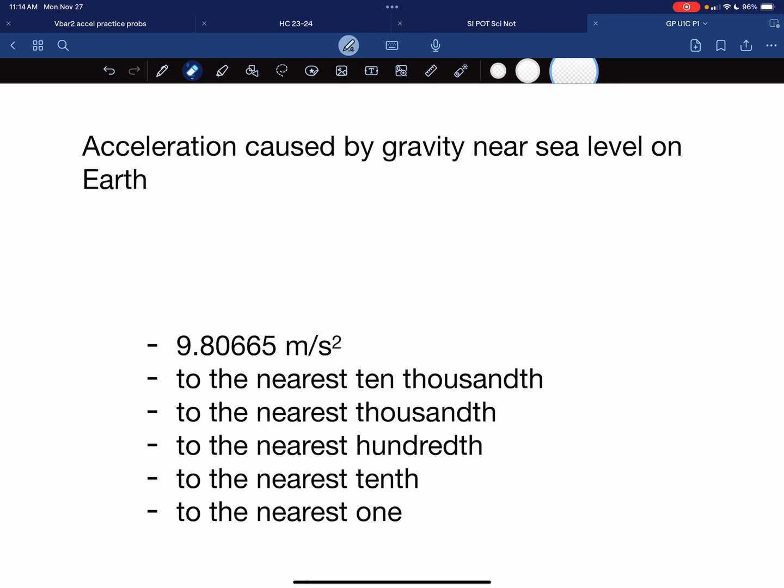Hello, in this video we're going to look very closely at the acceleration caused by gravity. Now you'll notice here it says near sea level on Earth. So what that implies is that the acceleration caused by gravity changes with height. So what do we mean then by near sea level?